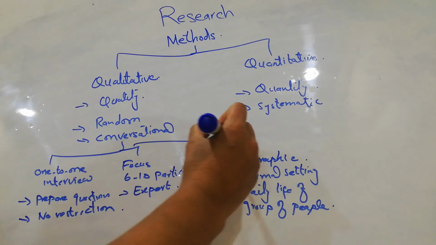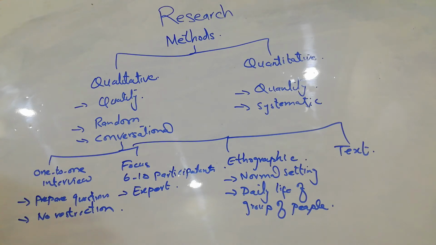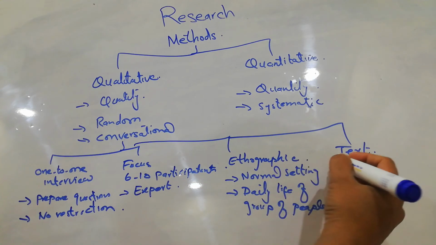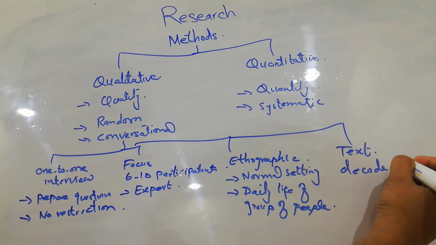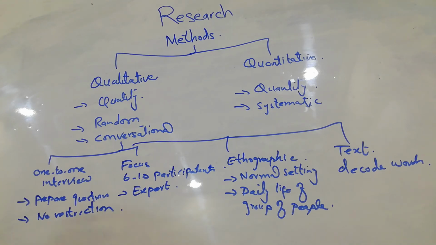Then next is text analysis. This is a very different form within the qualitative method, which is used to analyze the social construct by decoding words through any available form of documentation. Here you basically decode words. How do you decode the words? Through any available form of documents. So in this method the researcher studies and understands the context in which the documents were written, and then tries to draw meaningful inferences from those texts.